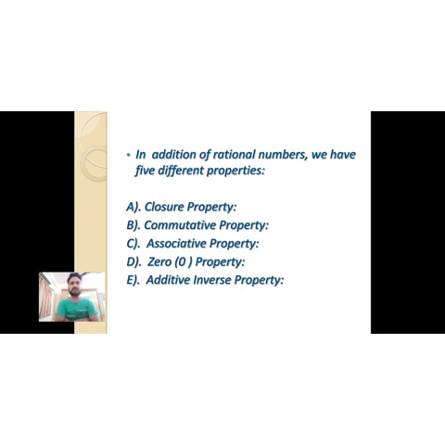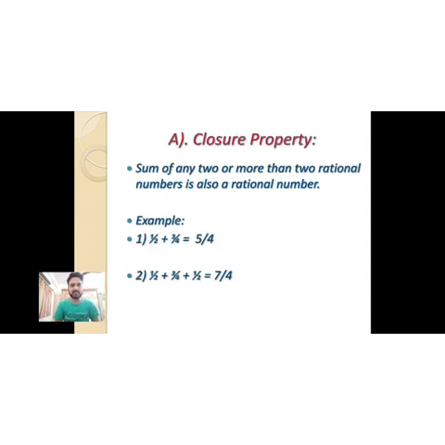The first one is the closure property. Second, B, is the commutative property. C, associative property. D, zero property. And E, the last one, is the additive inverse property. So addition of rational numbers possesses all 5 properties.